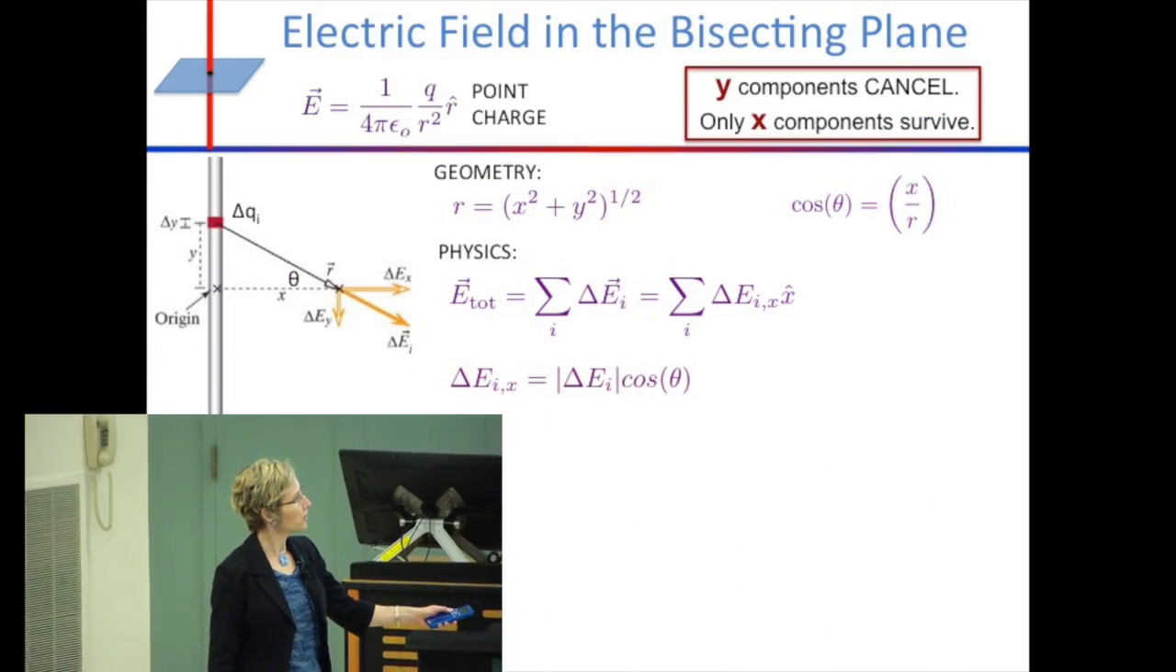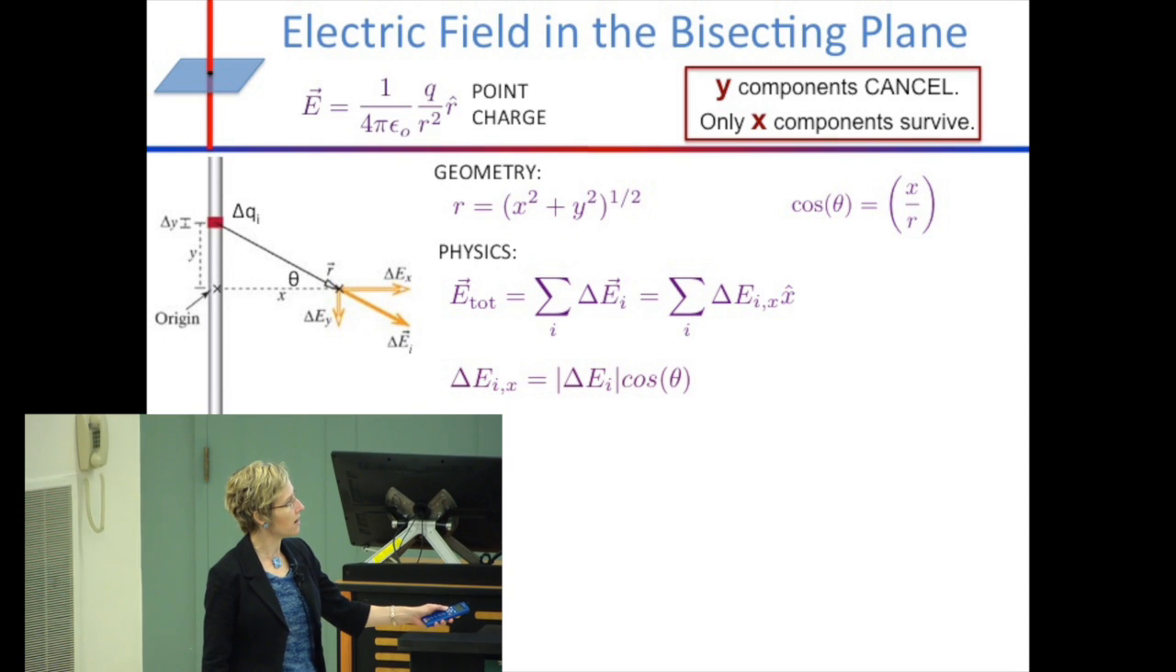Now, I'm going to use the symmetry we talked about, which is that the y components cancel. I only need the x component if I'm calculating in the bisecting plane. That's why we're calculating in the bisecting plane, by the way. There's half the math to do. So then I can rewrite this in terms of this notation.